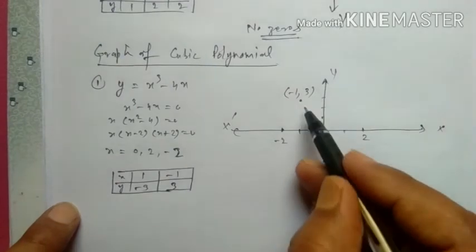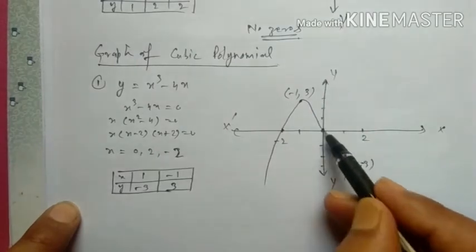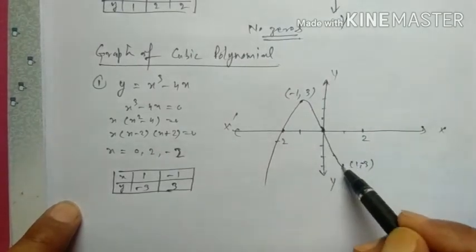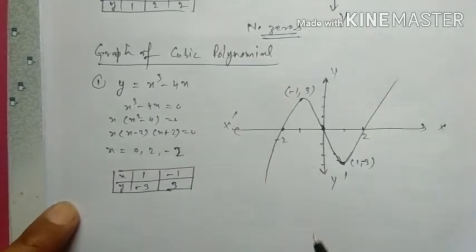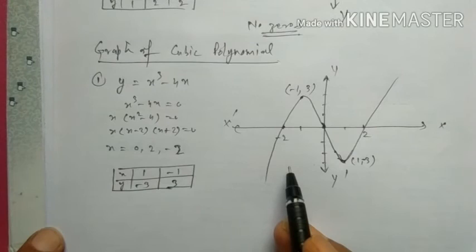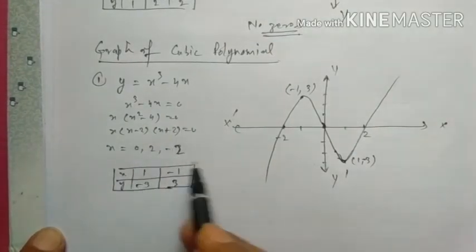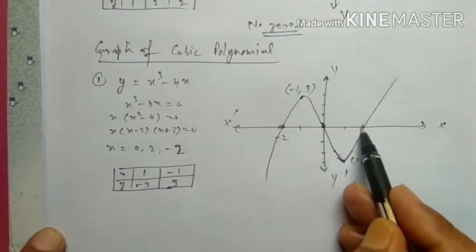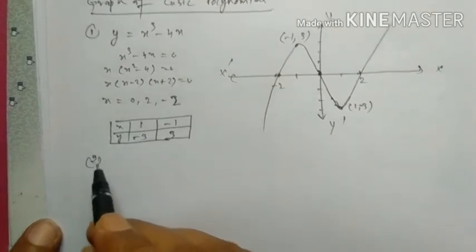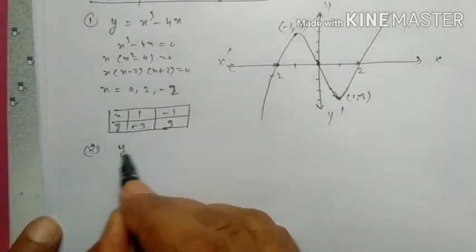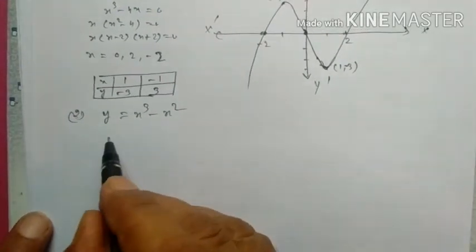So the graph will be like this, here and then here and then here and then here. This is the graph of this polynomial. There are 3 zeros, so the graph will cut at 3 points. Now take the second case, when y equals x cube minus x square, and solve it.